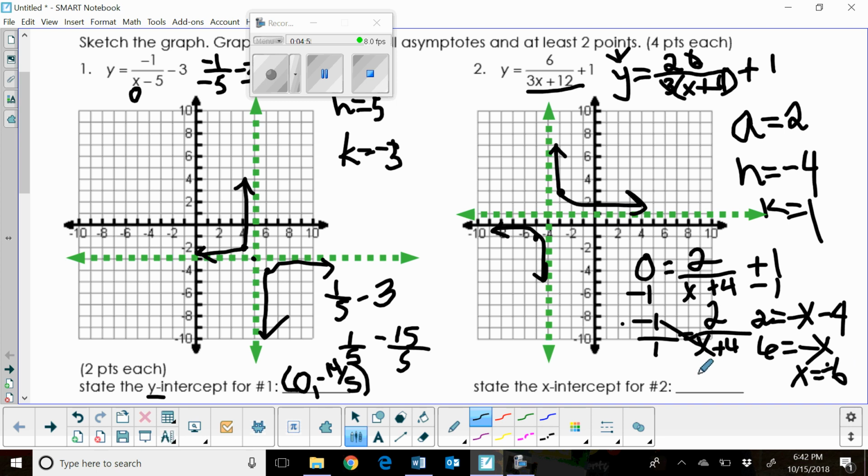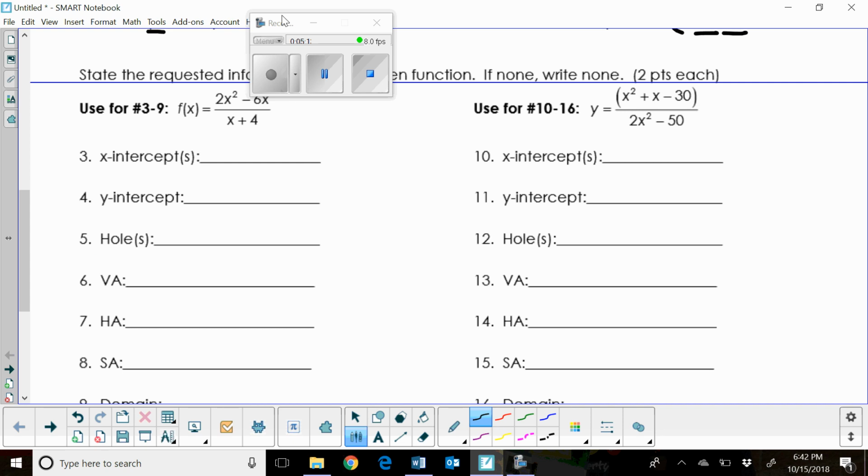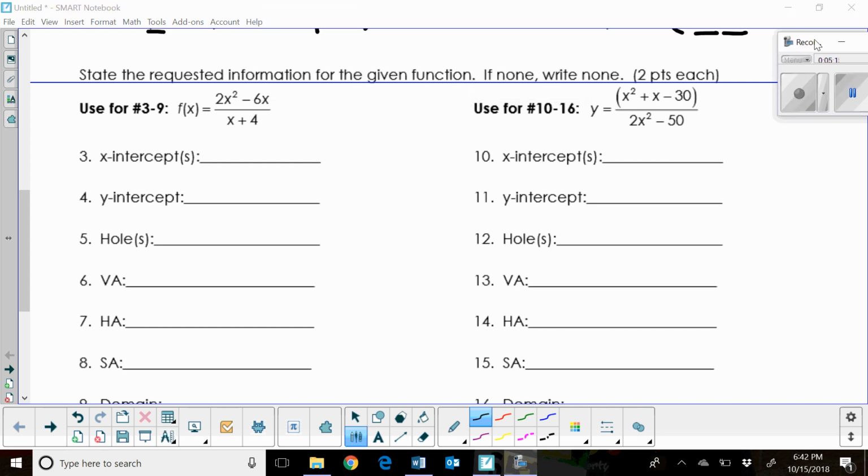But what did we plug 0 in for? Y. Therefore, we have to write the intercept as an ordered pair where x is -6 and we plugged in 0 for y. So there are the first two problems. Now let's go down and look at these rational equations and how they would graph.